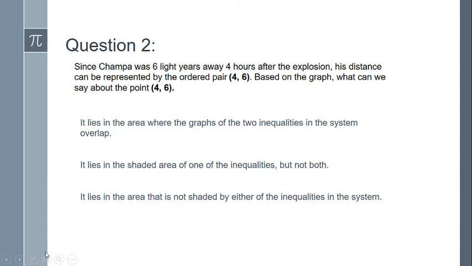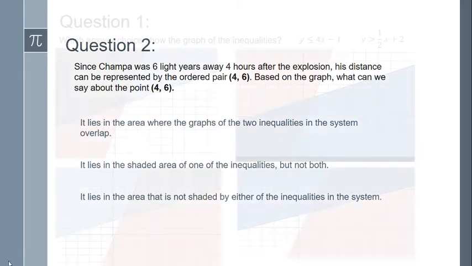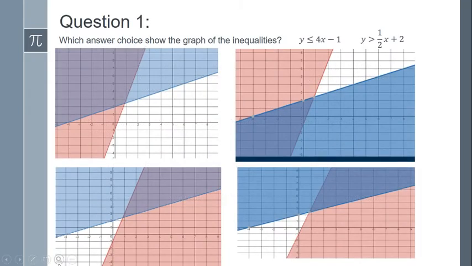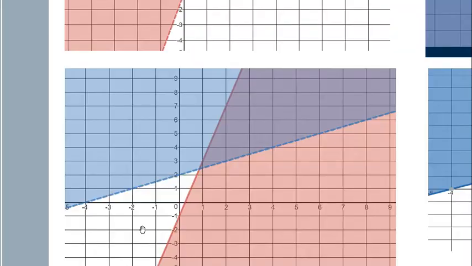All right, so now since Champa was 6 light years away 4 hours after the explosion, his distance can be represented by the ordered pair (4, 6). Based on the graph, what can we say about that point? Okay, well, let's go back to the graph. Here's the graph. And according to our information, we have the point (4, 6). All right, so I'm going to find that point on this graph. So I'm going to go over 4 on the x, up 6. All right, so here's that point (4, 6).